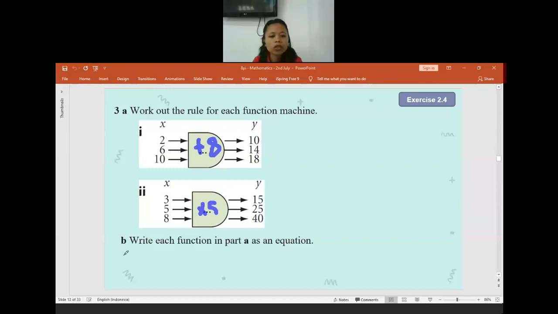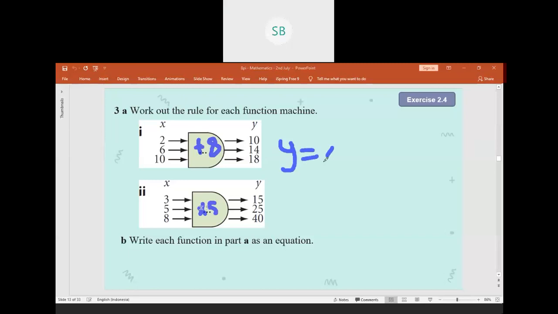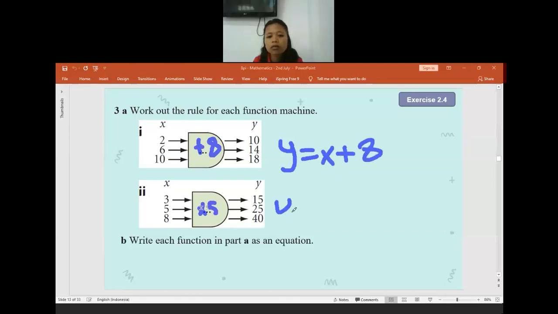Really? Okay. And now for the question, we write its function as an equation. So what equation do we have in the first function machine? y equals x plus 8. And then for the second function, y equals 5x. Is there anyone confused? No? Okay, if no one is confused, I will move to question 4.